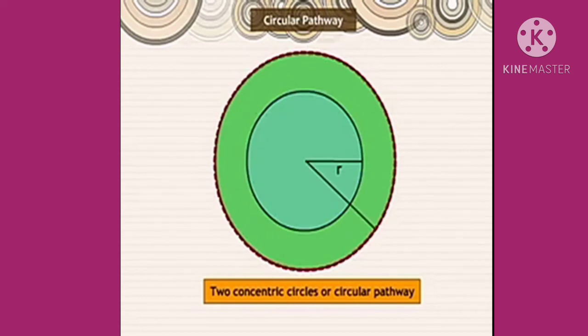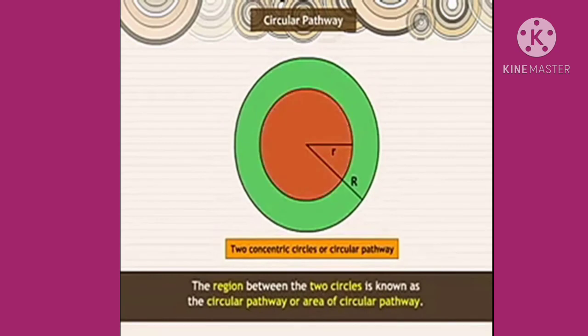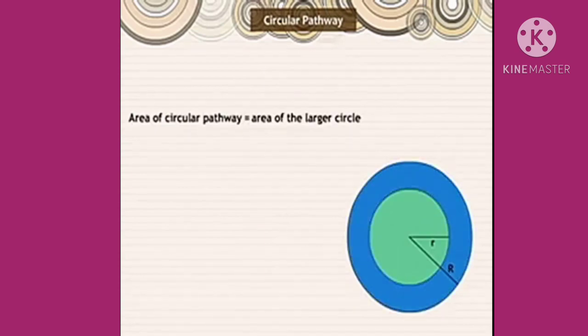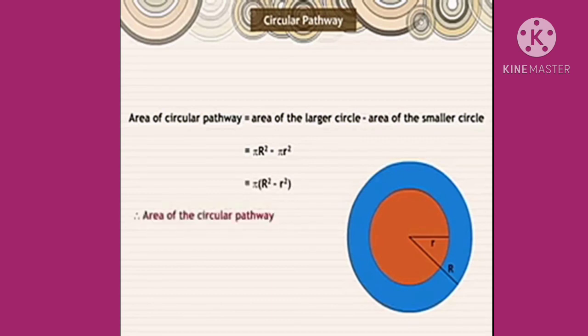The area of the pathway is the difference between the area of the outer circle and the inner circle. Let capital R be the radius of the outer circle and small r be the radius of the inner circle. Therefore, area of the circular pathway is equal to area of the larger circle minus area of the smaller circle, which is equal to pi capital R square minus pi small r square, which is equal to pi into capital R square minus small r square square units.